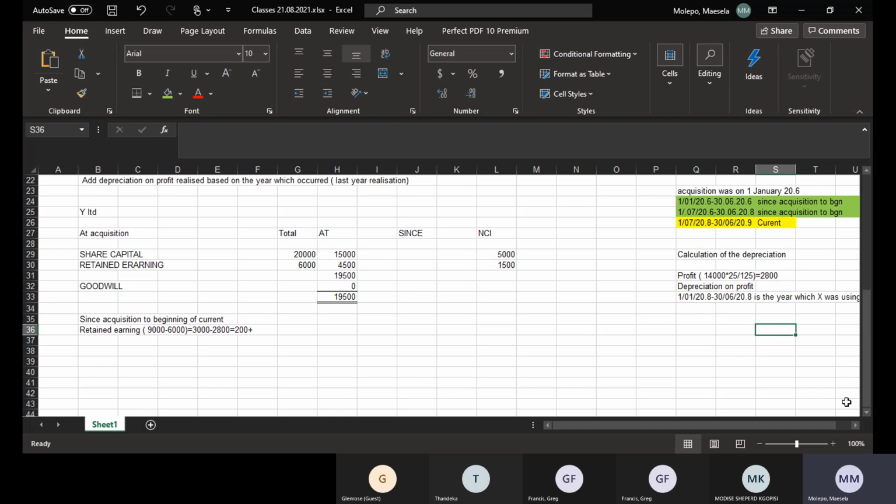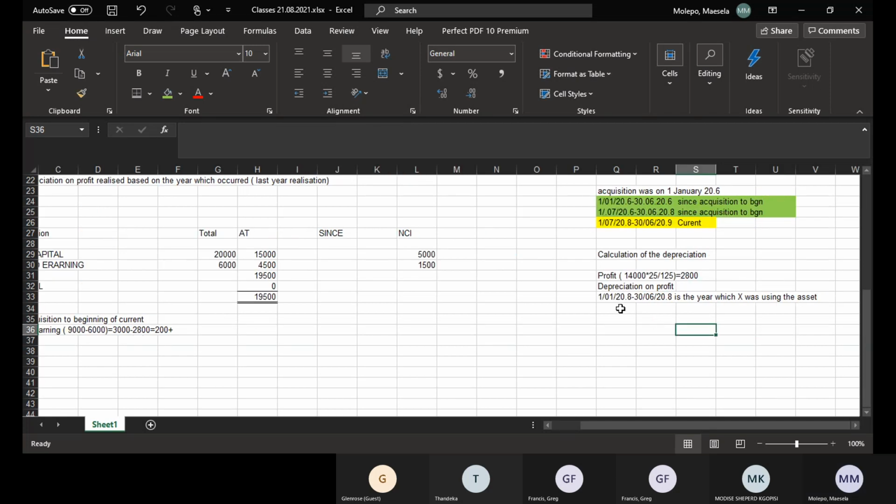So on that year which X was using the asset, the depreciation will be the 2,800 times the 20%, because they told us that the depreciation is 20%, then multiply by the months which the asset was used, 1 January to June is 6/12. Now we get the depreciation on profit of 2,800 times 0.20, then times 6 divided by 12. Now it tells us that the depreciation of the profit realized will be 280.